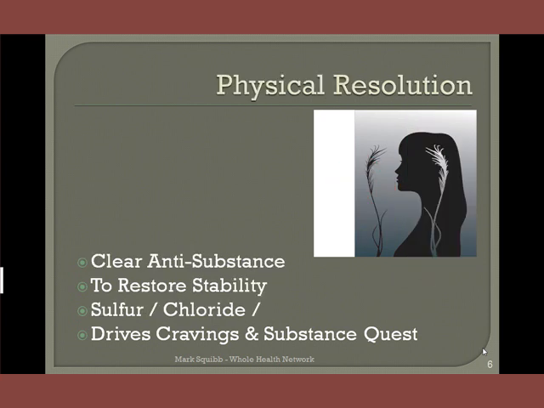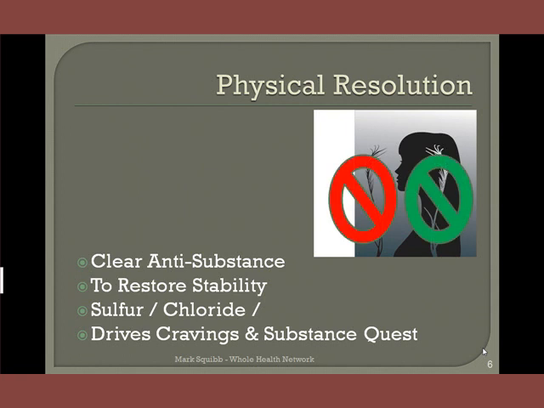Okay, so the trick to eliminating addiction is to clear the anti-substance, which restores stability. The key molecules that are usually missing in sufficient quantity from our diets are sulfur, selenium, and chloride, and the inability to rapidly break down the internal substances drives the cravings and substance quest. So, like I said before, what we're trying to do is to get rid of the internal and external components of the addiction at the same time. External is actually easier because it just involves cessation of the consumption of the substance, but providing the chemistry and the process to break down the physical components is the physical or chemical component of our addiction kits.